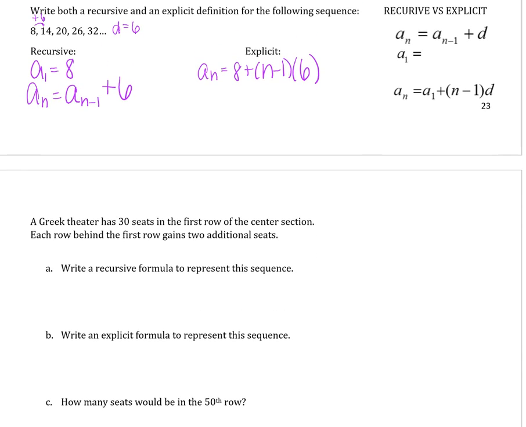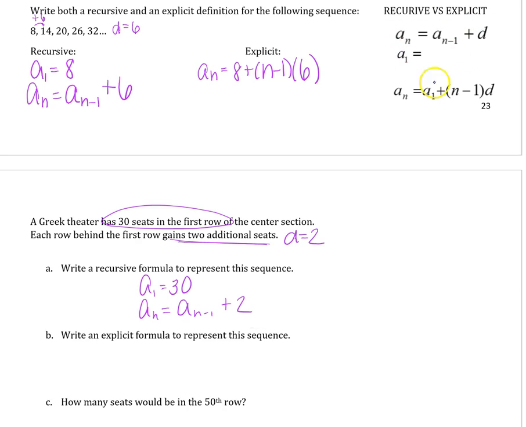So just a little context here, a Greek theater has 30 seats in the first row of the center section. Each row behind the first row gains 2 additional seats. So that means you're going up by 2. Our first term is 30. If I want the next row in the sequence, I have to take the previous term and add 2. So that's a recursive formula for that sequence.